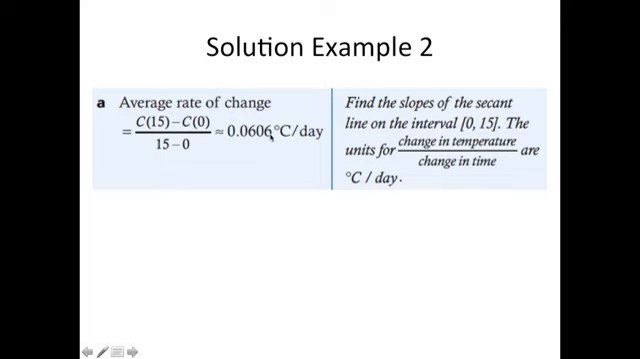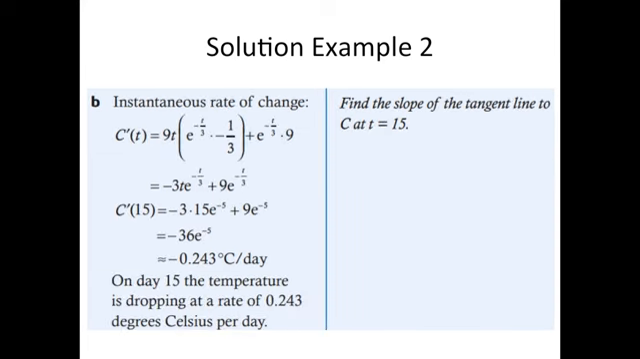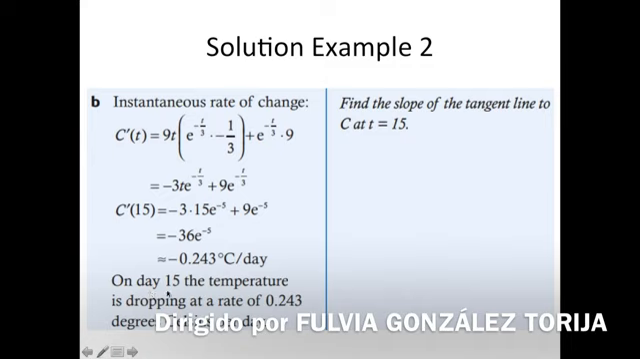And that would give me the average temperature during those days, the average rate of change during those days. And for the instantaneous rate of change, we would have to find the derivative of the formula that was given for temperature. And then once we have the derivative, that's going to give us the velocity. So on day 15, the temperature is dropping at a rate of 0.243 degrees Celsius per day.